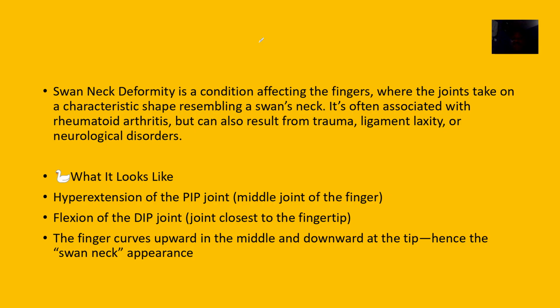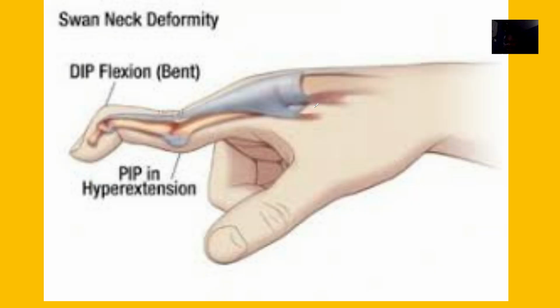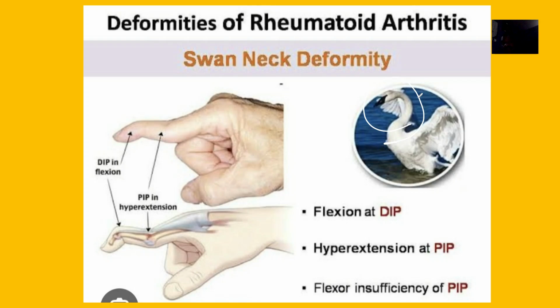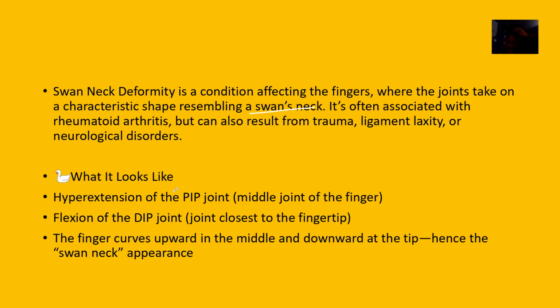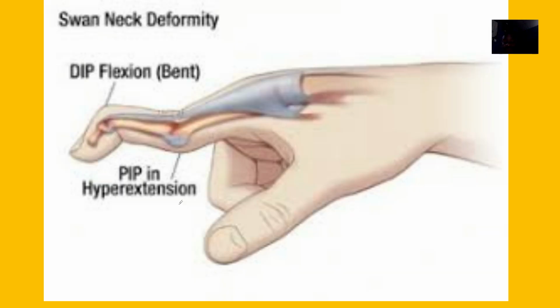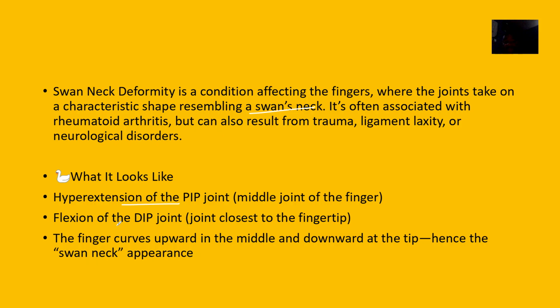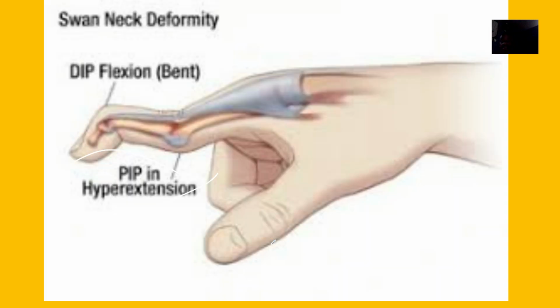So what we have in swan neck deformity is a condition that usually affects the fingers. So the joint is now looking like what? A swan's neck. You can see it. I've already circled it. So what it looks like is hyperextension of the what? Proximal interphalangeal joints. For these ones, they are hyperextended. Okay. There is flexion of the what? Distal interphalangeal joints. Okay. So the fingers curve upward in the middle and downward at the tip. Hence, it is now looking like the neck of a swan.